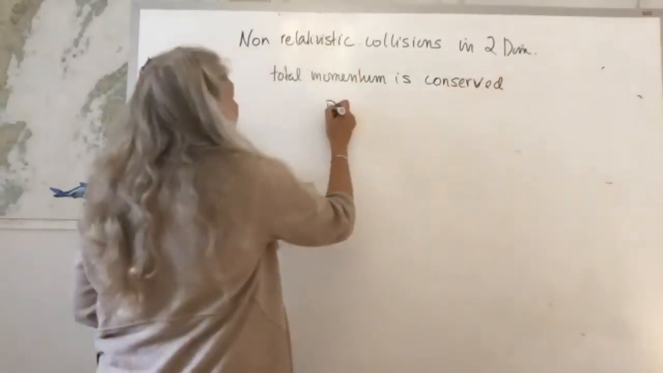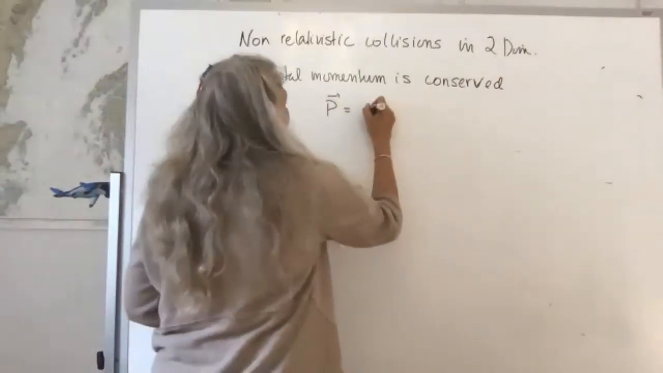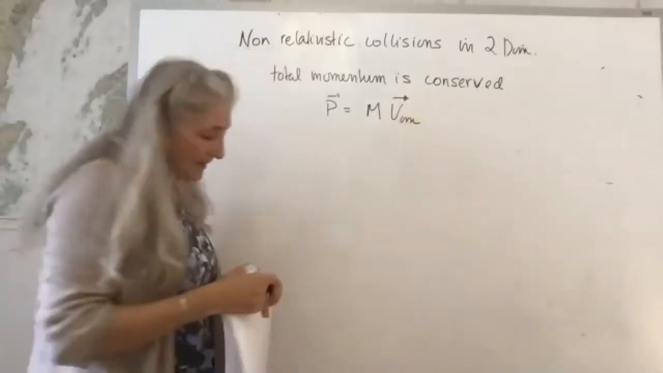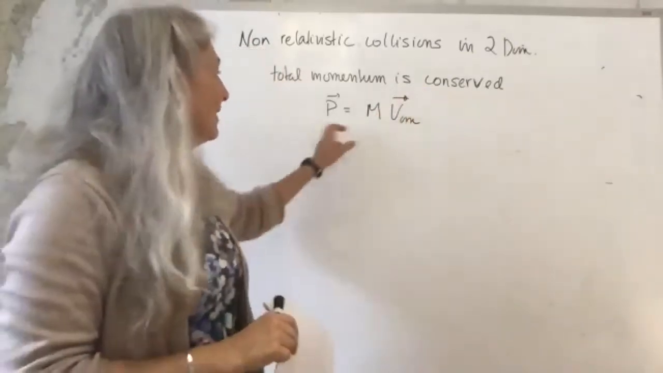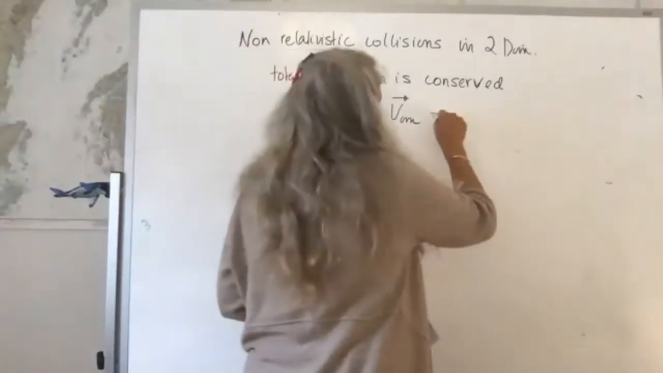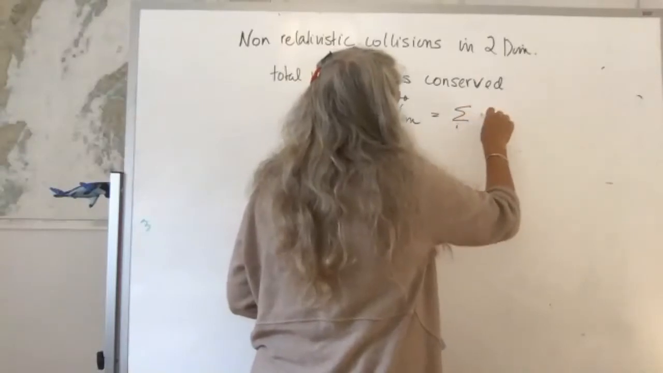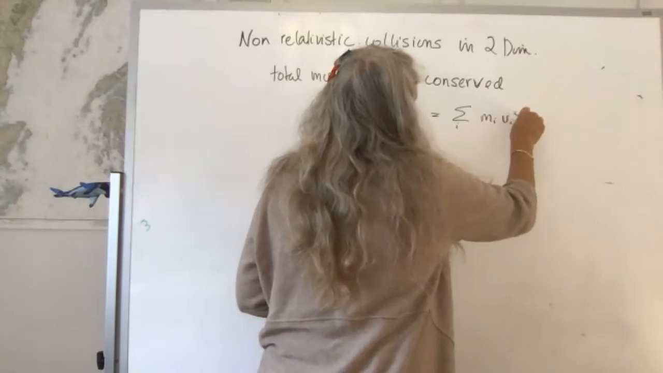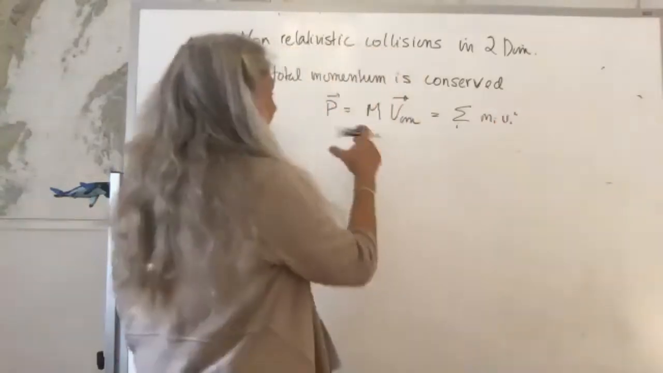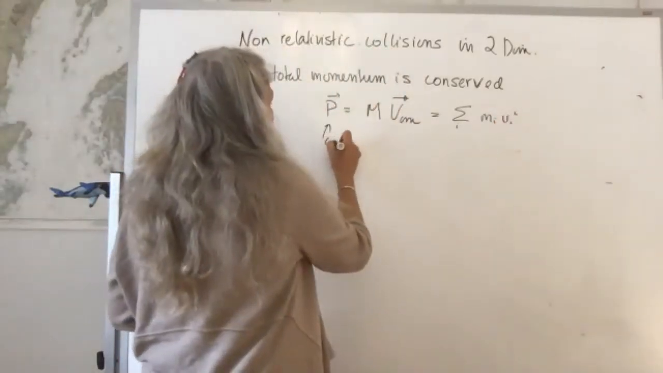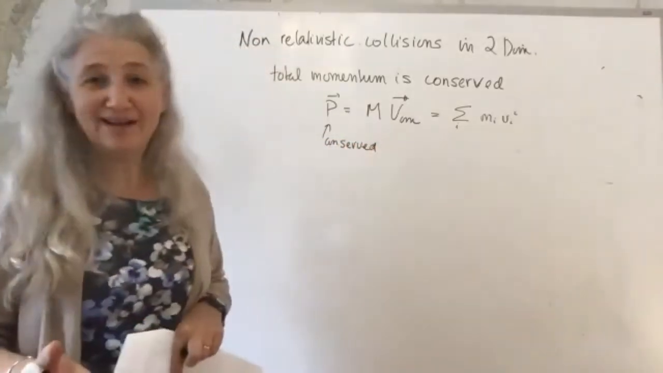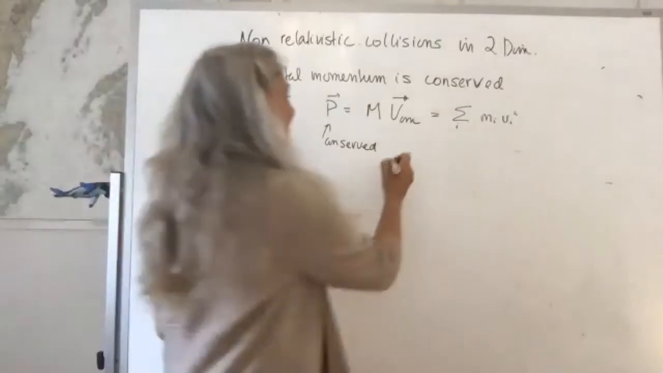This says P is equal to M times the velocity of the center of mass. That's another way of writing the total momentum, the sum of M_i V_i, where these are the velocities. And this is conserved, so it's the same before and after the collision.